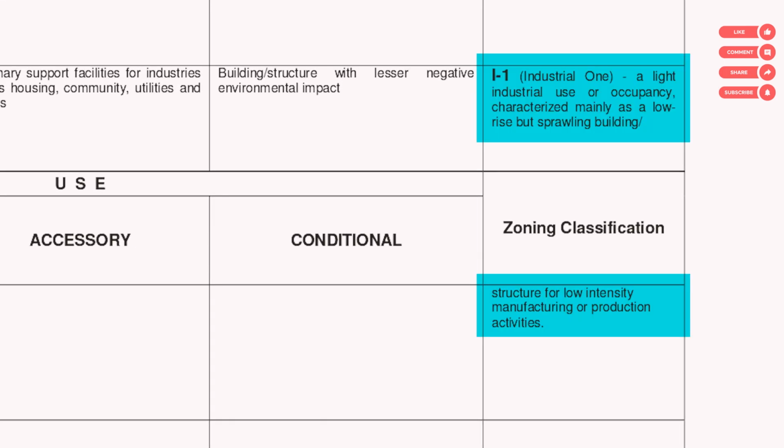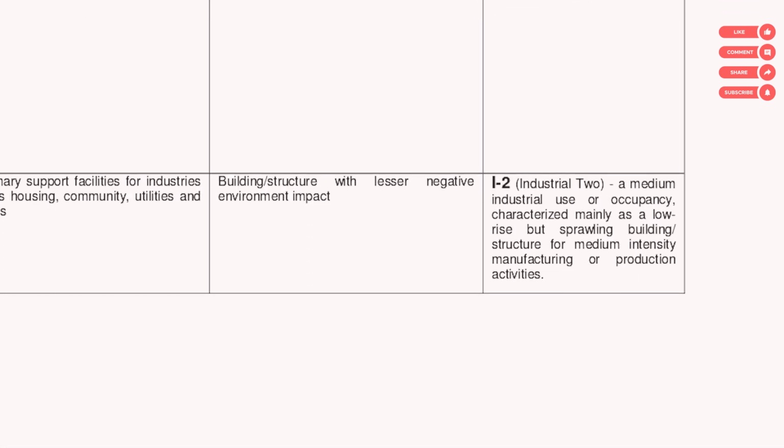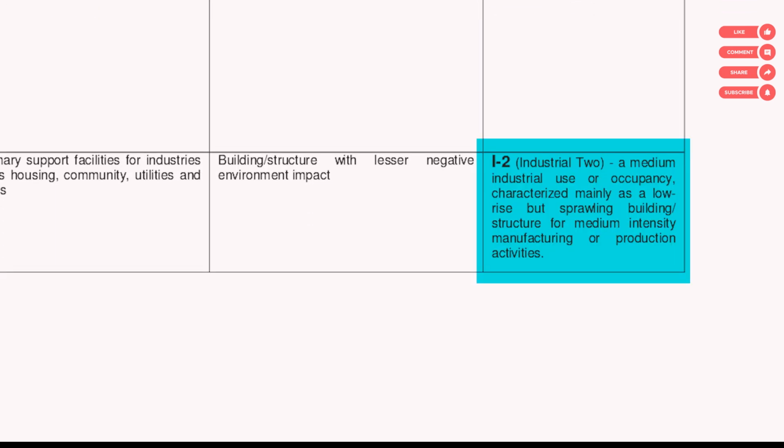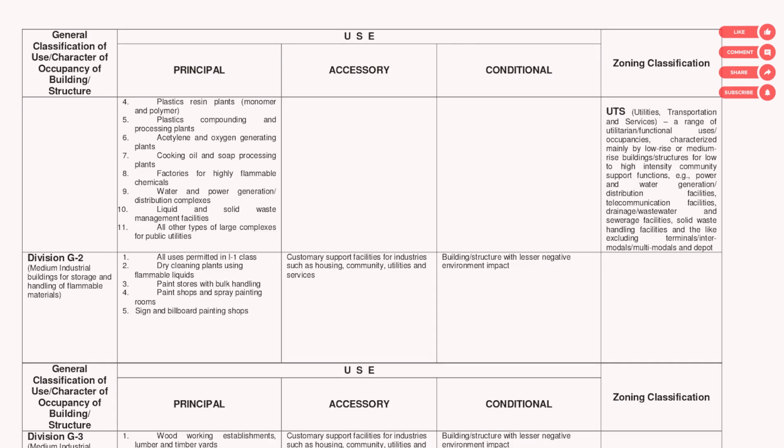I is industrial, middle na lang kasi I1 and I2. Ang difference is pag sinabing I1 zone, we're talking about light industrial use, low-rise buildings that are sprawling. Now sprawling means malaking footprint, hindi mataas. Very, very broad footprint. Also, low intensity manufacturing. I2, almost the same, I mean, medium industrial use. Medium intensity manufacturing, ang hindi lang nagbago is yung height. We still expect this to be low rise, pero sprawling for industrial.